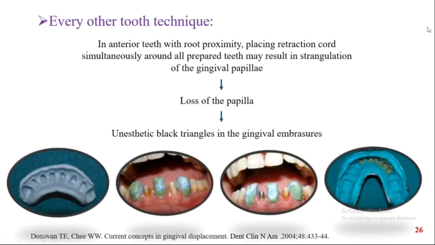Coming to every other tooth technique. While making an impression in the anterior region, extreme care should be taken to prevent any injury to the gingival tissue, as any injury to the gingival tissue can lead to gingival recession. Placement of the retraction cord on all the prepared teeth might result in strangulation of the interdental papilla, leading to loss of the papilla and creating esthetic black triangles. These pictures demonstrate every other tooth technique.